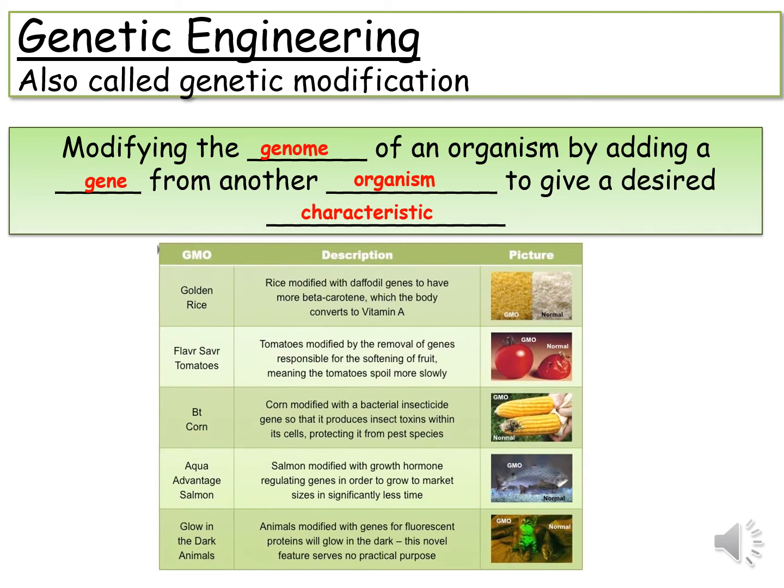Now here are some different examples of organisms that have been modified or engineered over the years. The reason why these have been done is to give them certain characteristics such as making them look healthier, disease resistant, glow in the dark, and so on. There are many different examples.